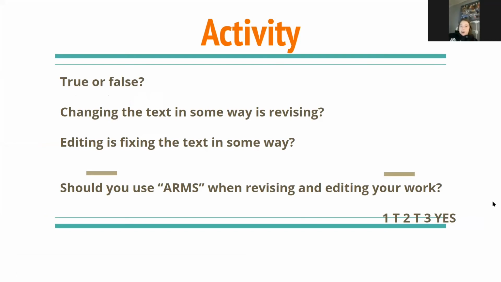Now for the activity, first is a true or false. Changing the text in some way is revising. That's true. Next, editing is fixing the text in some way. That is also true. These are both important. Next is a yes or no. Should you use the acronym ARMS when revising and editing your work? Yes, it is important to be able to move, remove, add, and substitute things.